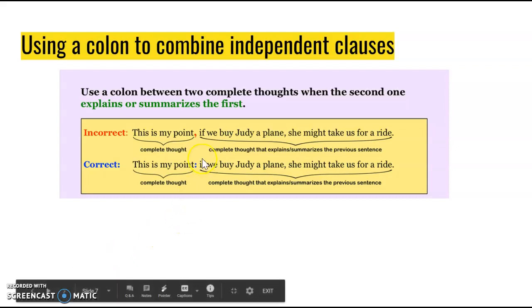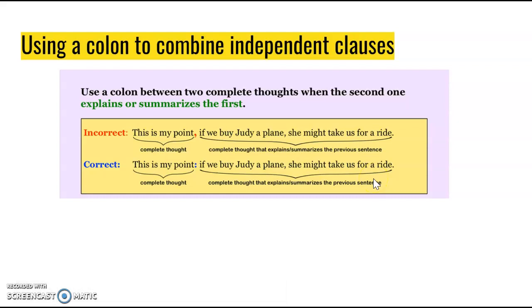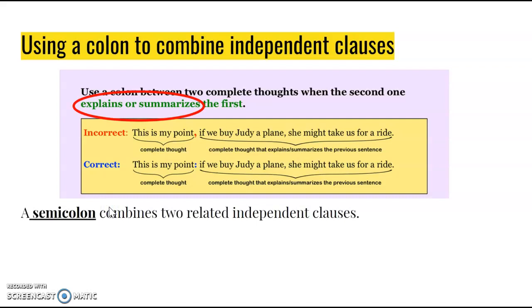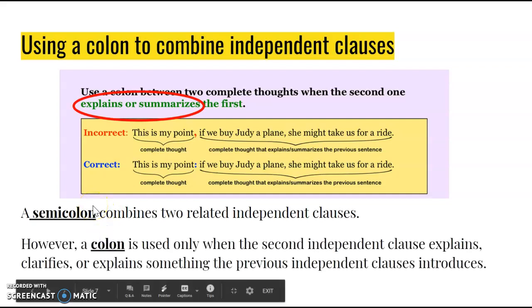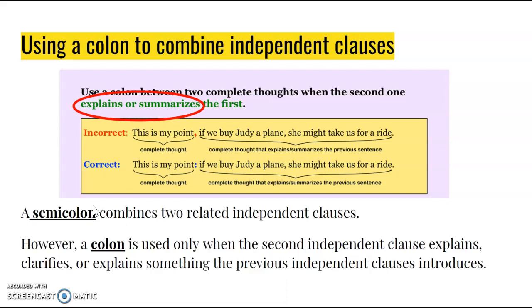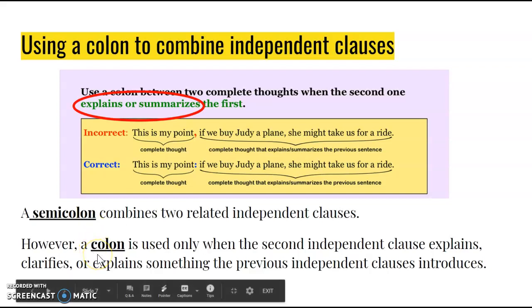The second independent clause, if we buy Judy a plane, she may take us for a ride, clarifies or explains the information in our first independent clause. This is my point. We, as a reader, want to know what your point is, so the colon helps explain it. So note that the second independent clause has to explain or summarize the first. So a semicolon combines two related independent clauses, but a colon is used only when the second independent clause explains, clarifies, or summarizes something the previous independent clause introduces.